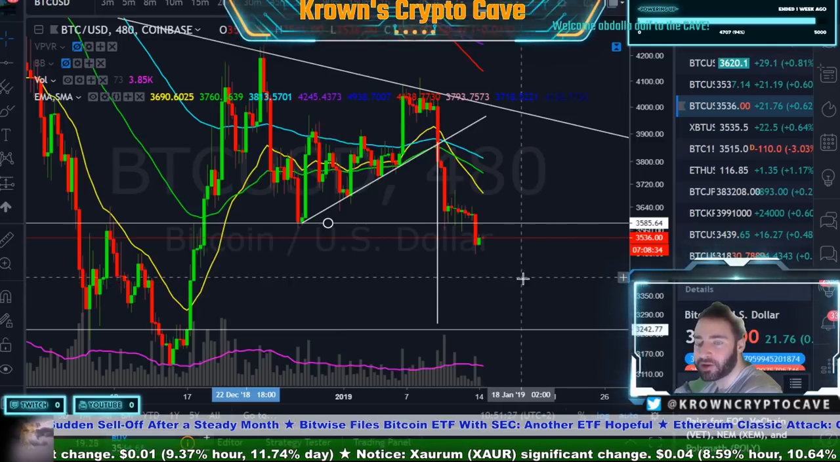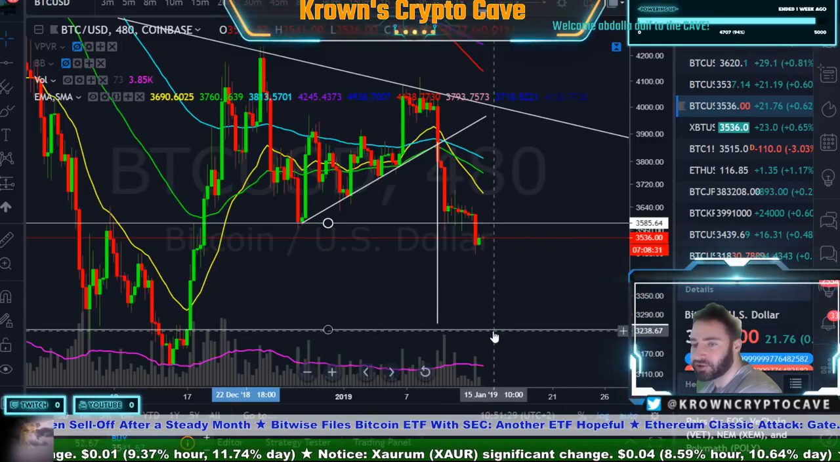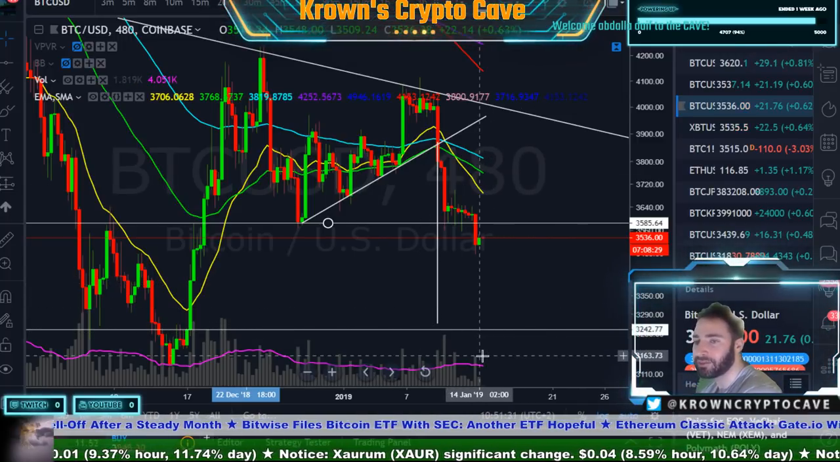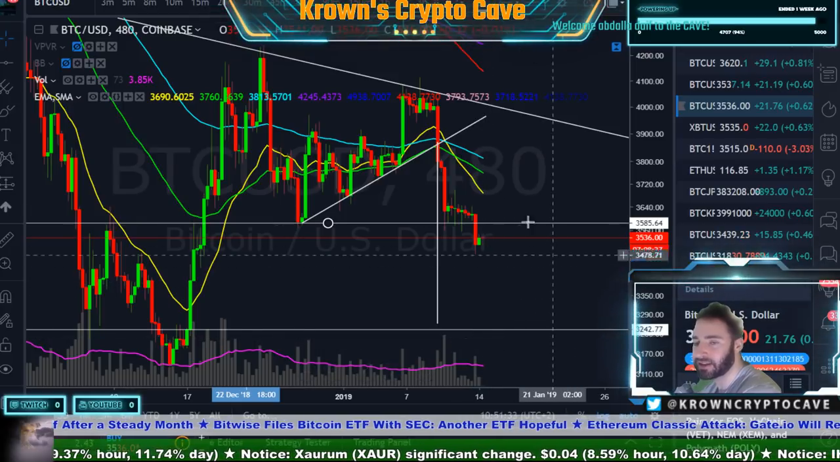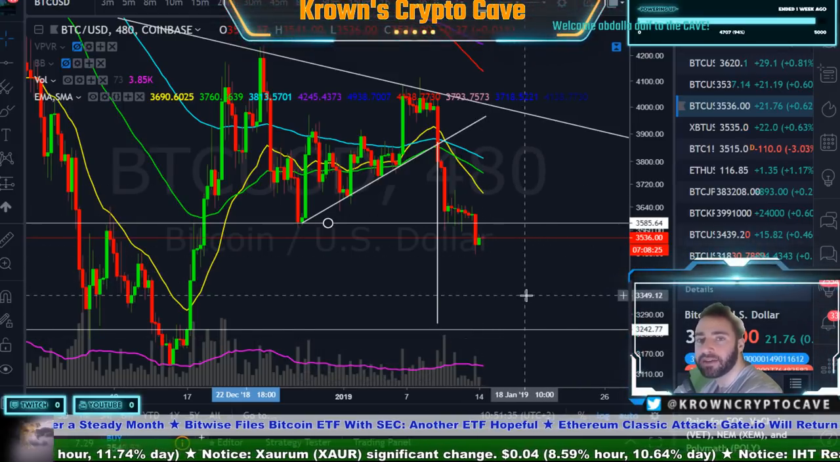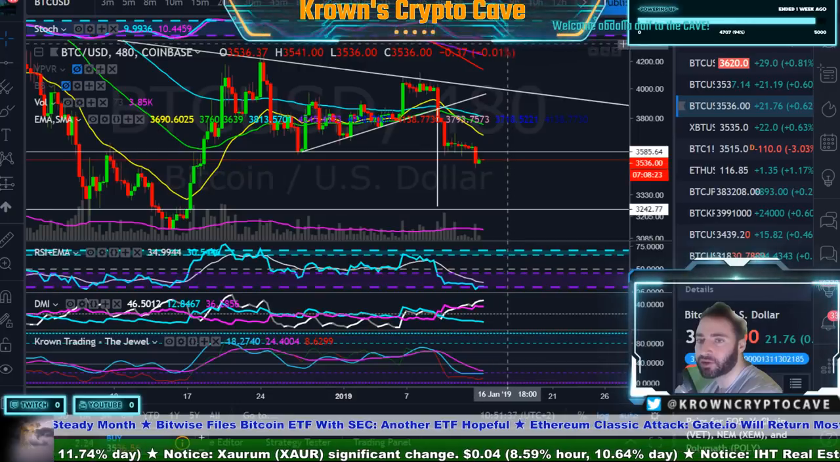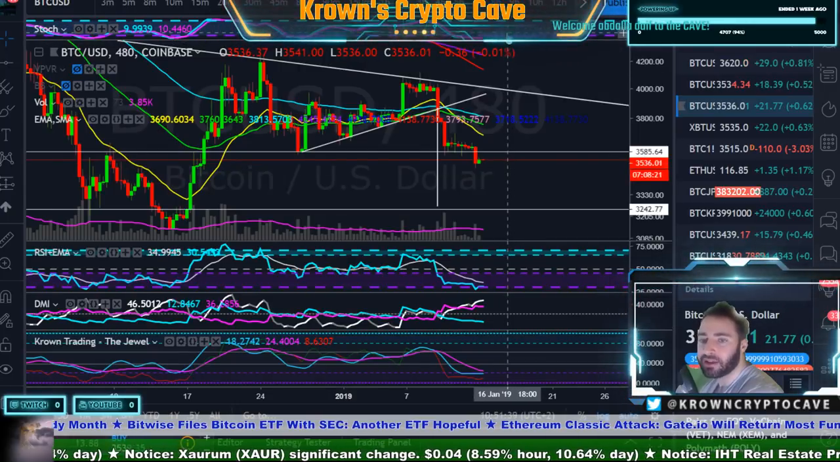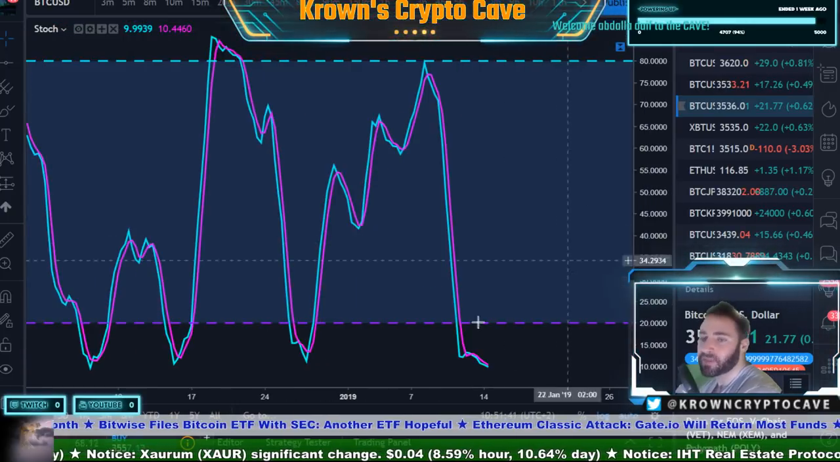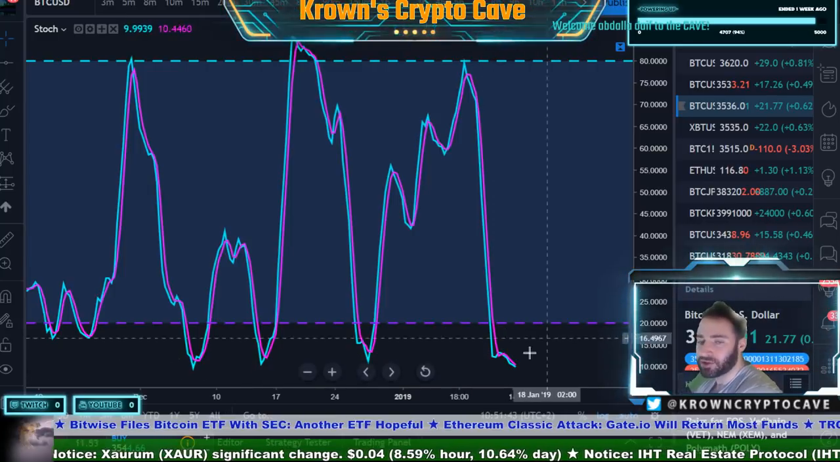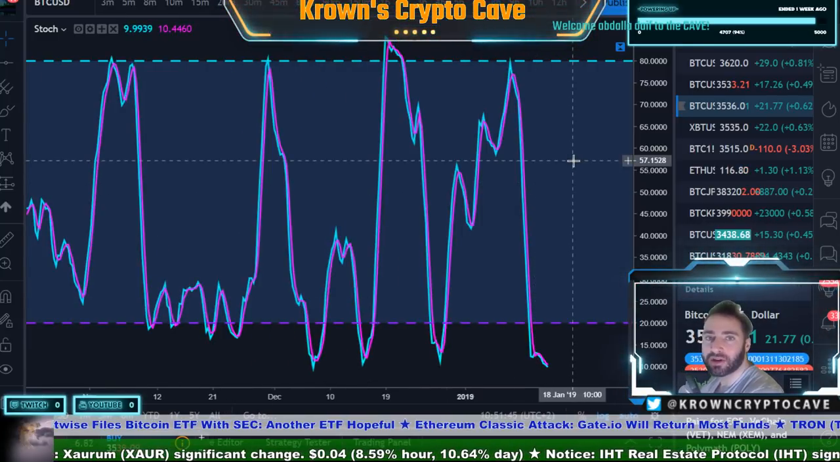Now here's the thing though, and one of the reasons I don't think that 3250 is just going to come down here and shoot right through there, I think it's going to spend some more time in this range, is that looking at your oscillators right over here, typically speaking, it doesn't stay down here for too long.